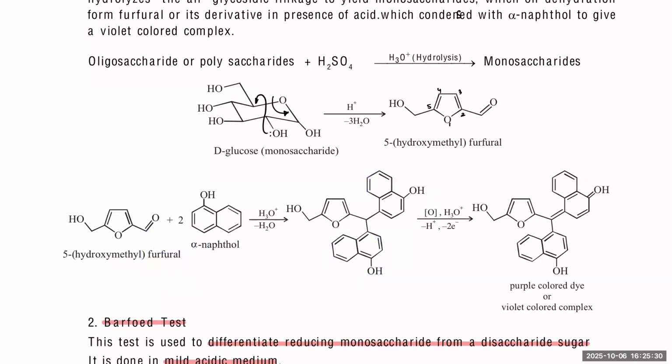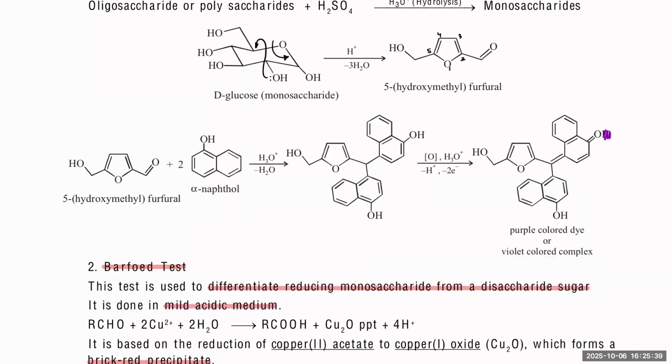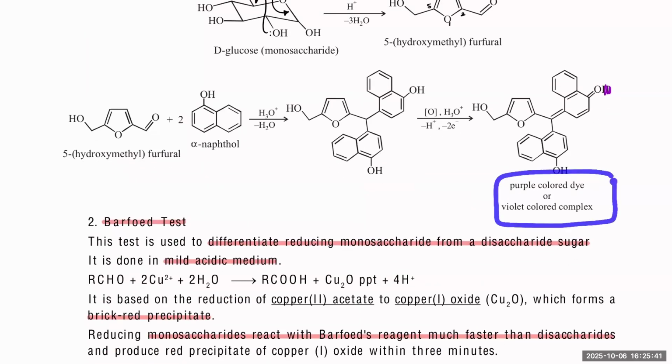And that you can dehydrate with this OH. You can make it as double bond O and dehydrate. This H is not there here. So this dehydrated form is what will appear as a purple or a violet color.